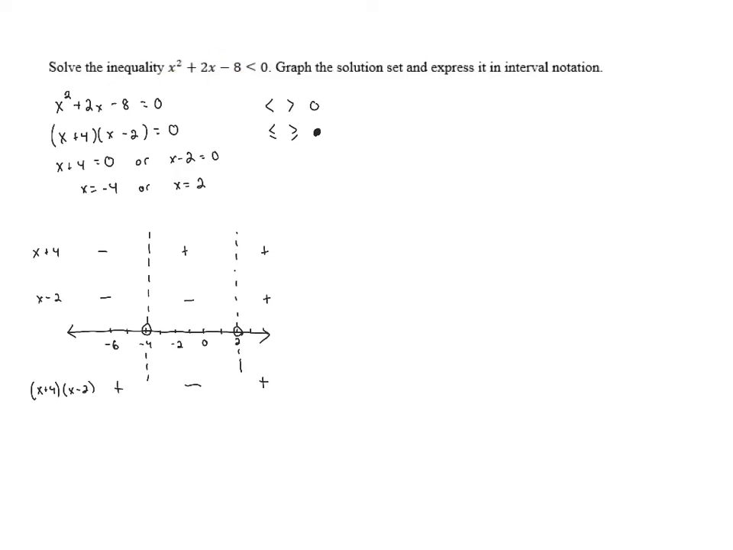Because we want this expression to be less than 0, the interval where our answers are going to fall is going to be this middle interval, because this is where the expression is negative and thus less than 0. So our interval notation for this solution is going to be parenthesis, -4, comma, 2, parenthesis. So we've got our graph, and then we've also expressed it in interval notation. And we are good to go.